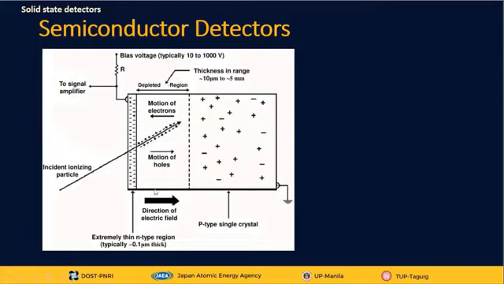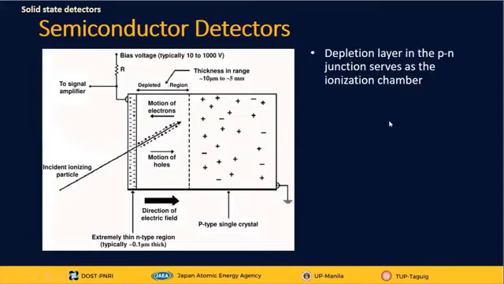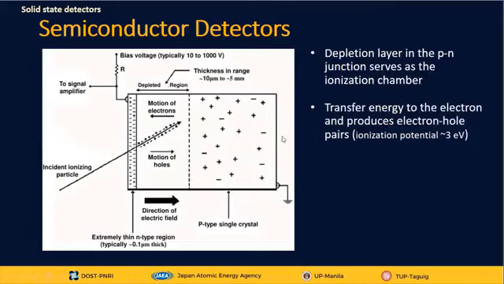The reverse bias applied to it has a low current that goes along this circuit, and in this region there will be motions of holes and motions of electrons, but it is generally considered a neutral region. Thus, we can utilize this region as our ionization chamber. So when an alpha particle enters this depletion region, electrons are excited to the conduction band, leaving a hole in the valence band and producing what we call electron-hole pairs.